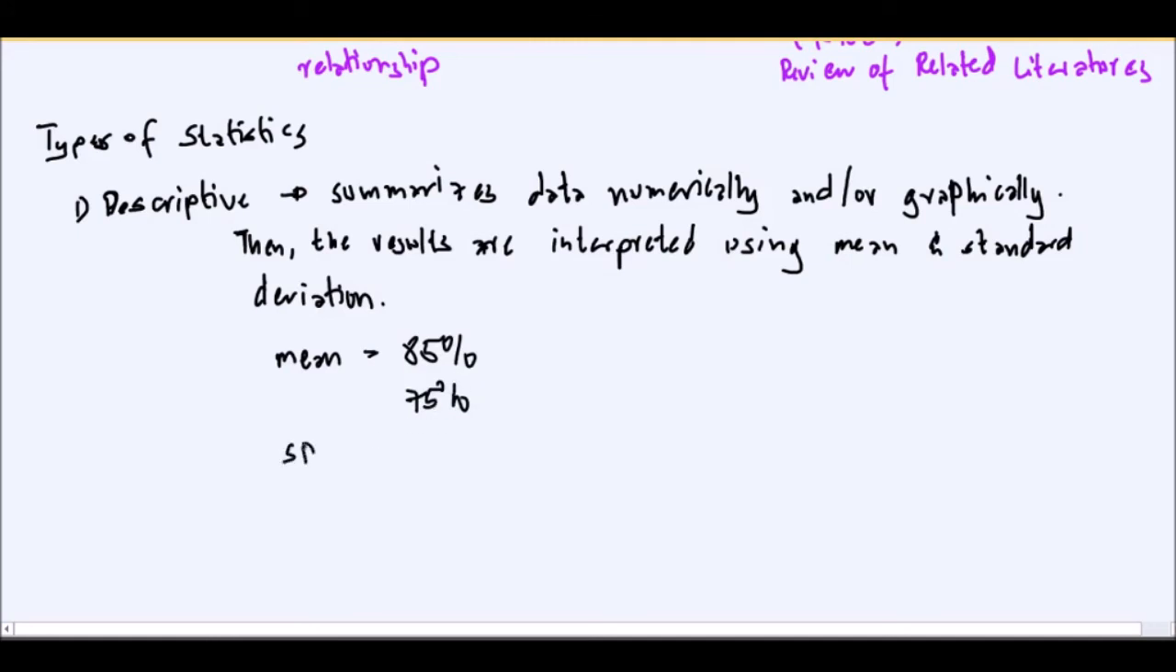So if you are going to have a standard deviation, for example, the standard deviation is 2.5, meaning 2.5 of the class deviates from the mean. So meaning there is a greater chance that more students are above average or above the 85% grade. So that is how descriptive statistics work, using the mean and standard deviation.